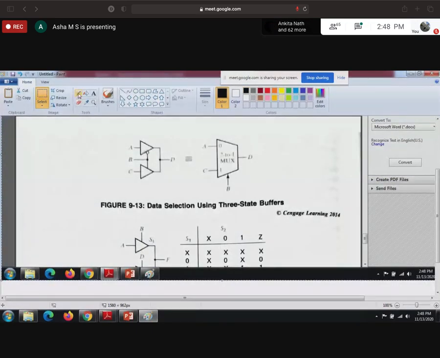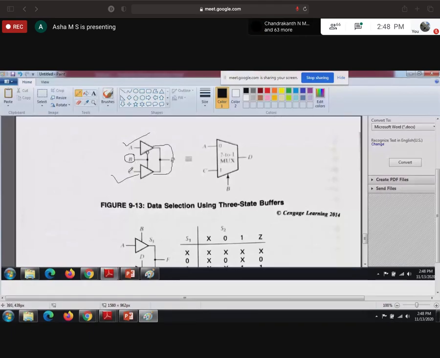So here what we did, here we have two buffers. The outputs of the two buffers are connected together. Depending on this enable input, either A will be selected or C will be selected. So depending on this, either A will be at the output side or C will be at the output side. So this is equivalent to your 2 to 1 mux.